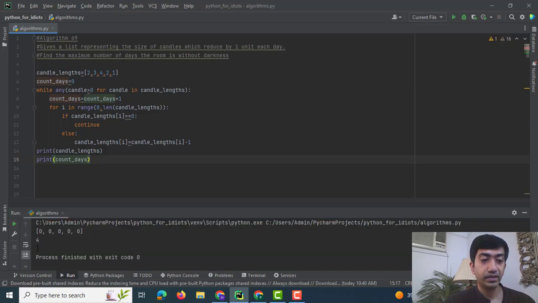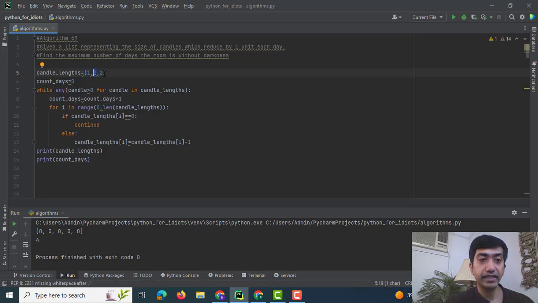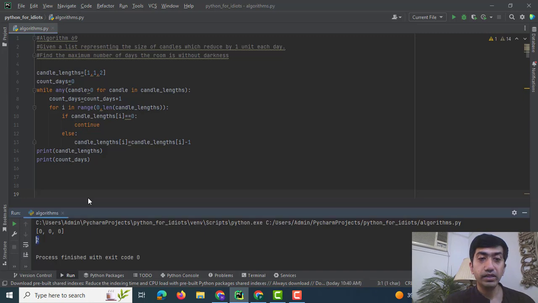So as you can see, the answer is that at the end of day 4 the room would enter complete darkness, because at the end of day 4 all the candles have become extinguished. Now if I change the question to include just 3 candles whose length is of 1, 1, 2. So the first candle length is of size 1, the second candle is also size 1, and the third candle is of size 2. Let's see the answer. So by end of day 2 this room would enter complete darkness.